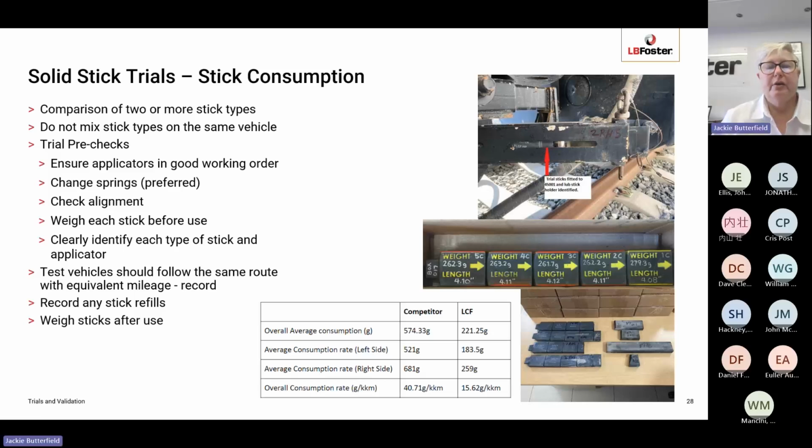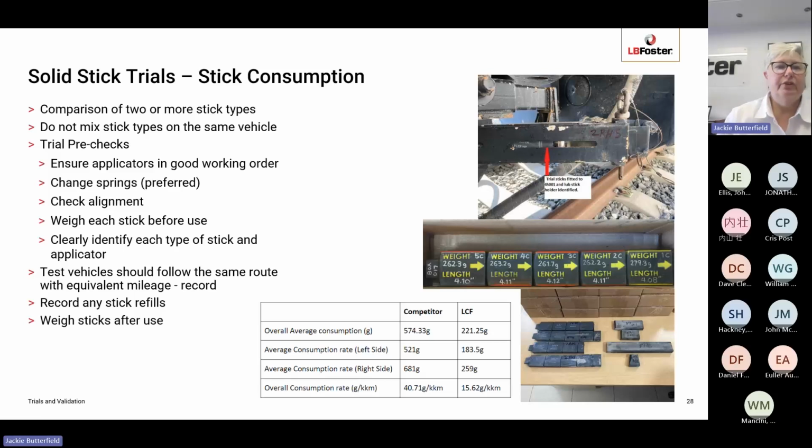Ideally, you should change the constant force springs so that you're starting off from effectively a new applicator. The springs do fatigue over time, so you do get a slight degradation in the spring pressure. So it's good to start with new springs throughout the trial. And also check the alignment of the applicators to make sure that they're fully aligned.